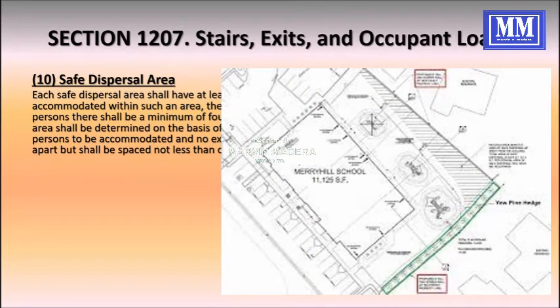We have here a figure of a plan of a building or a school. So this figure of a building has open space outside of its building. Now it has a safe dispersal area outside. Now this plan illustrates to us that the building has a big space or safe space outside.